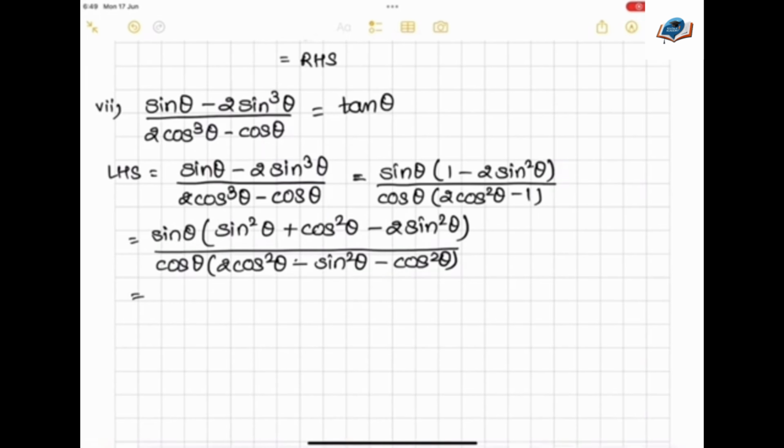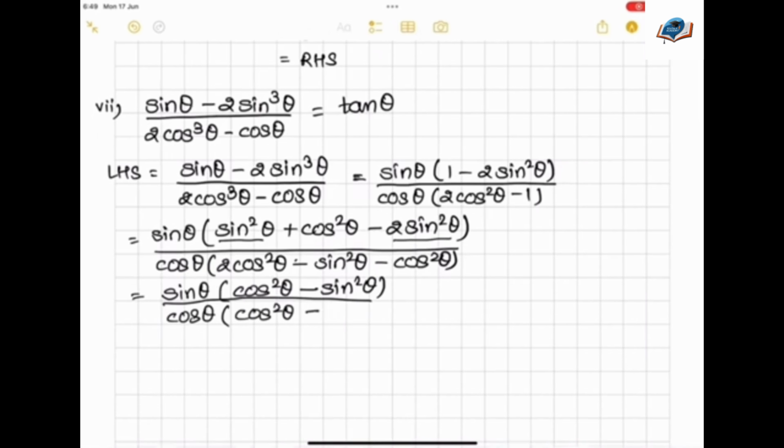Now, moving ahead, sin square theta and 2 sin square theta. So that will be cos square theta minus sin square theta. Now, in the denominator also, cos theta into 2 cos square theta minus cos square theta, which will be cos square theta minus sin square theta. So now cos square theta minus sin square theta will get cancelled. So that is equal to sin theta upon cos theta, which is equal to tan theta, which is equal to RHS.